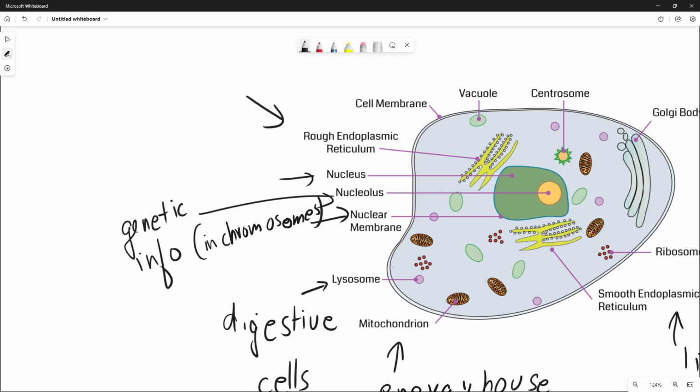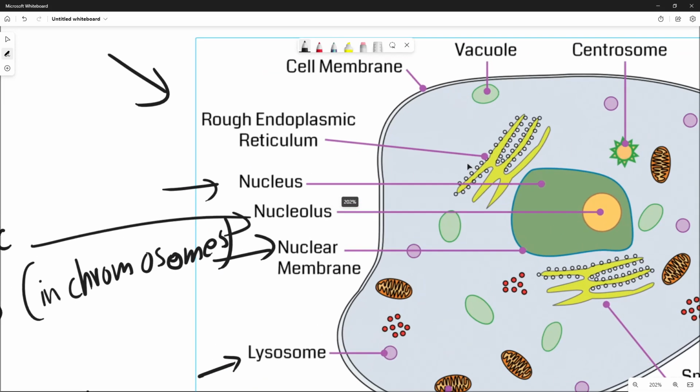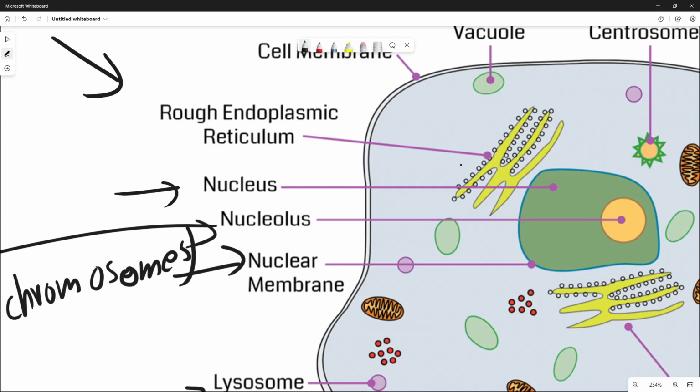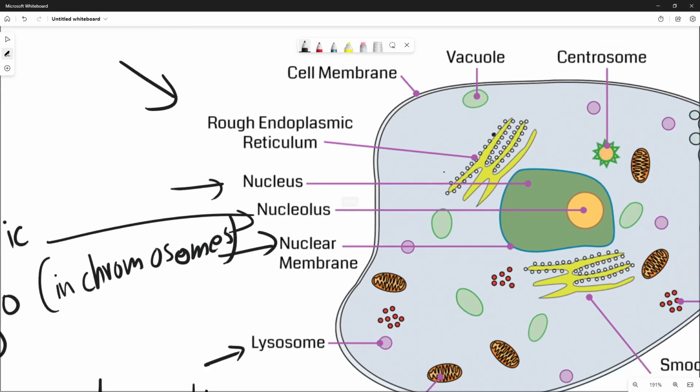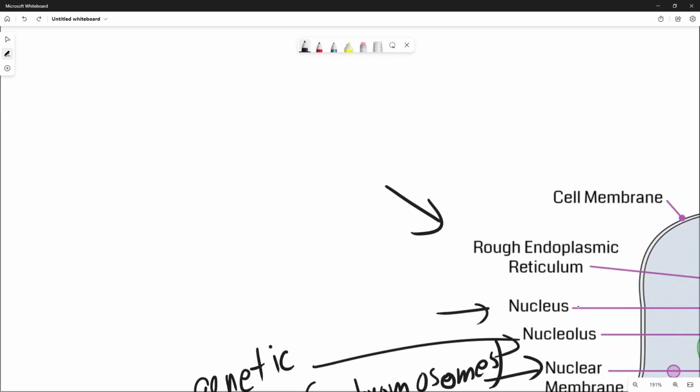Then we have the rough endoplasmic reticulum. And rough endoplasmic reticulums are basically just smooth endoplasmic reticulum which have ribosomes. These are ribosomes. They have ribosomes attached to it. So once an mRNA goes out of the nucleus and tells the rough endoplasmic reticulum to manufacture the protein, it gets the signal and it starts manufacturing proteins, which are then sent to the Golgi bodies.